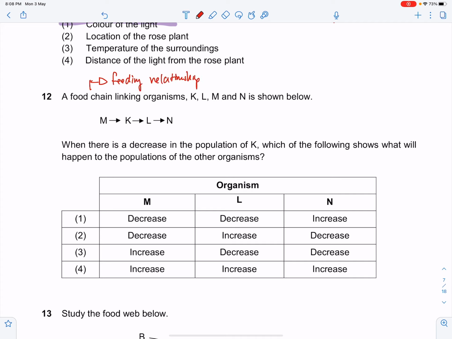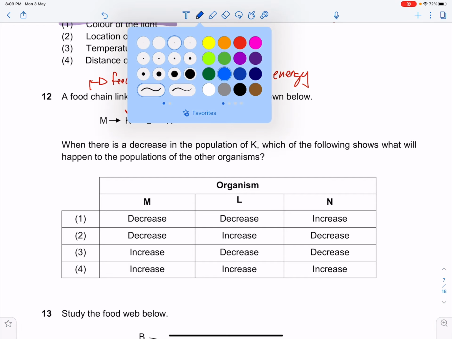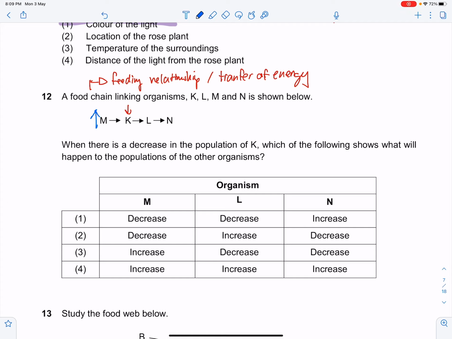I'm just going to pen it down. It also shows you the direction of energy transfer, how energy is being transferred from one organism to another. The animal in question here is K. They want to know if K decreases, what would happen to the rest? Because K feeds on M, M should actually increase, because now you have one less consumer of M, so the M population will go up.